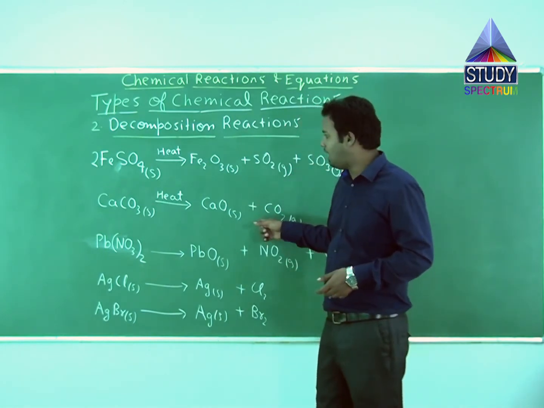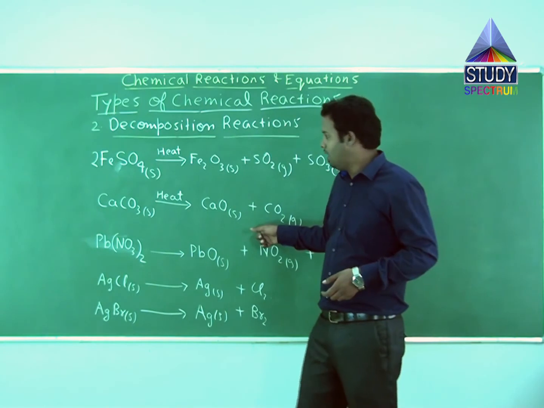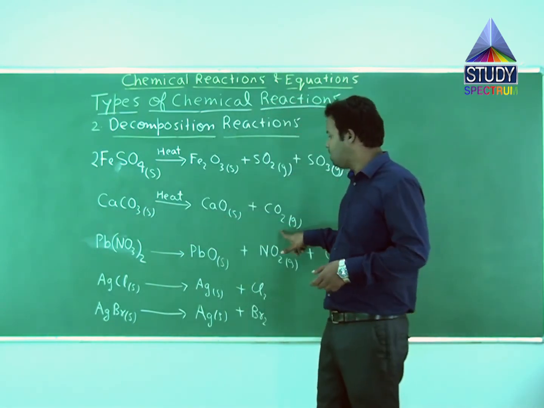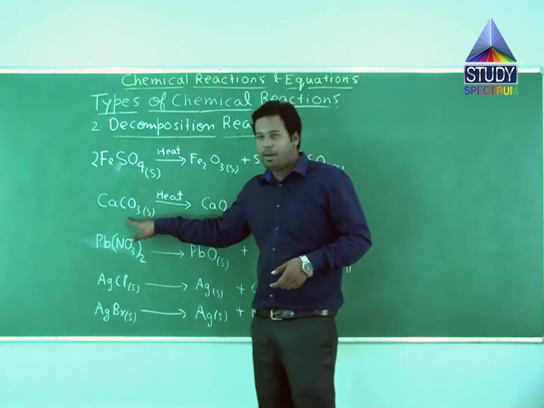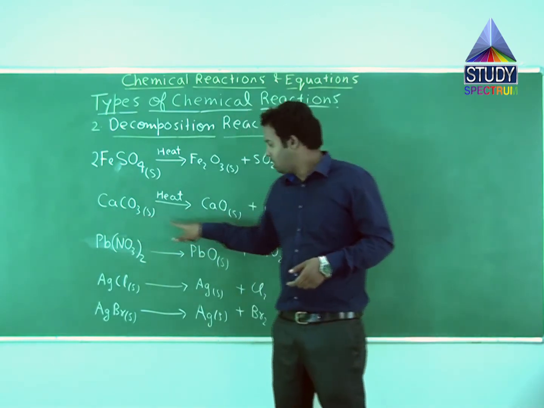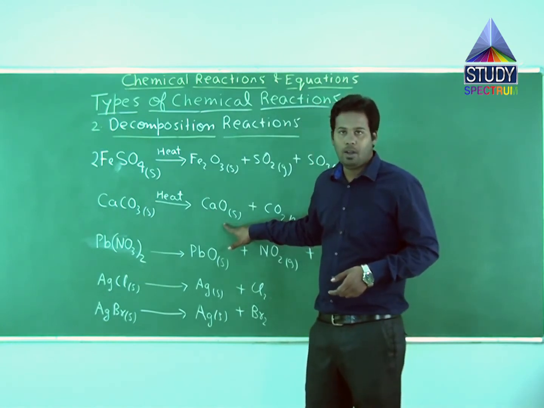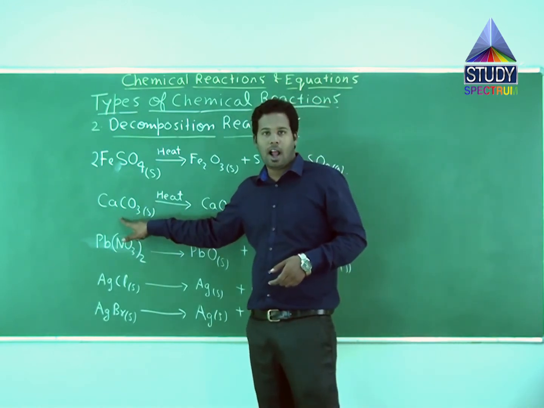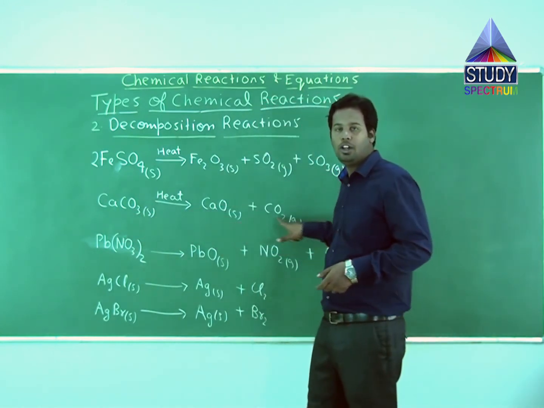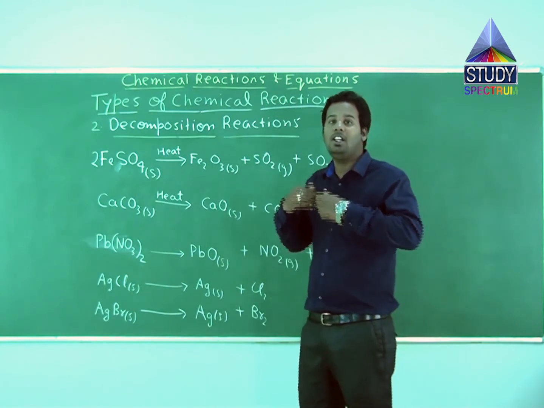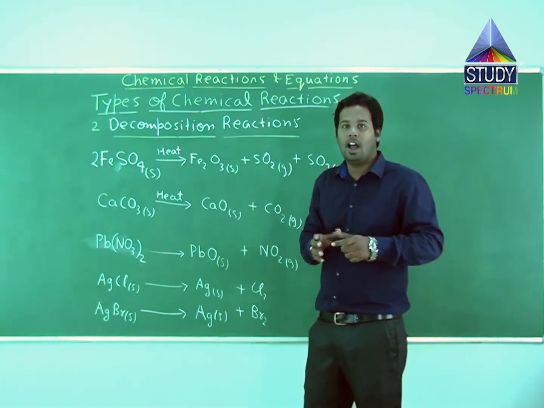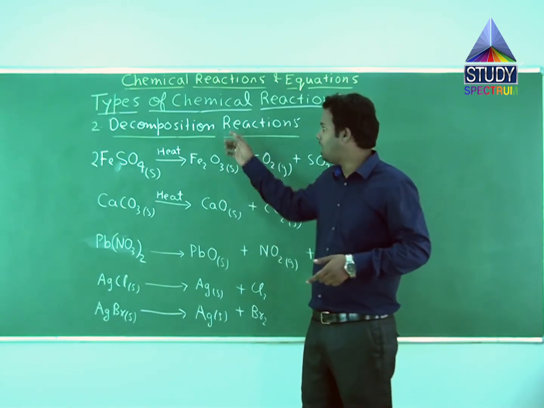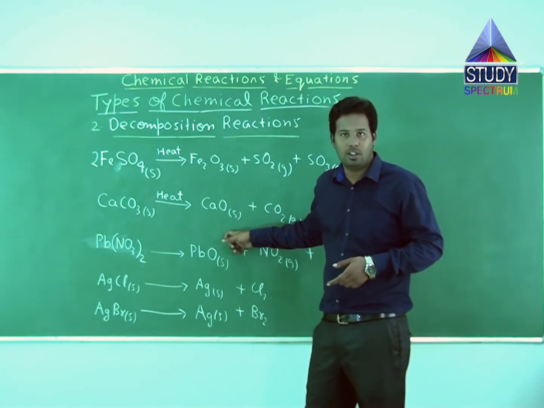If you talk about the second equation, what I have written here on the board, you can see calcium carbonate being converted into calcium oxide and CO2. Calcium carbonate, also known as limestone, and calcium oxide, also known as quicklime. Now if you see this reaction, here also a single reactant is being converted into two different products. It is being decomposed. That particular substance has been split into two substances. That is what decomposition means, and that is why this reaction is called a decomposition reaction.